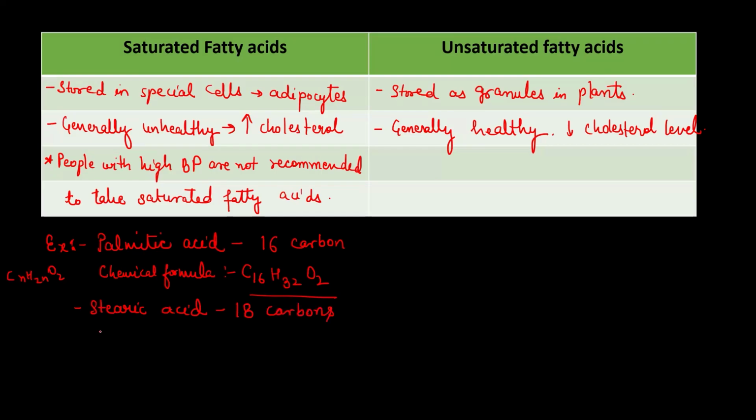Okay. Now, apart from this, these two are important to remember. Then apart from this, we also have arachidic acid. Okay. Arachidic acid, it consists of 20 carbons. And then we have lauric acid, and it comprises 12 carbons. So these are certain examples of saturated fatty acids, but the two, palmitic acid and stearic acid, are important, and you should remember how many carbon molecules are present in them.